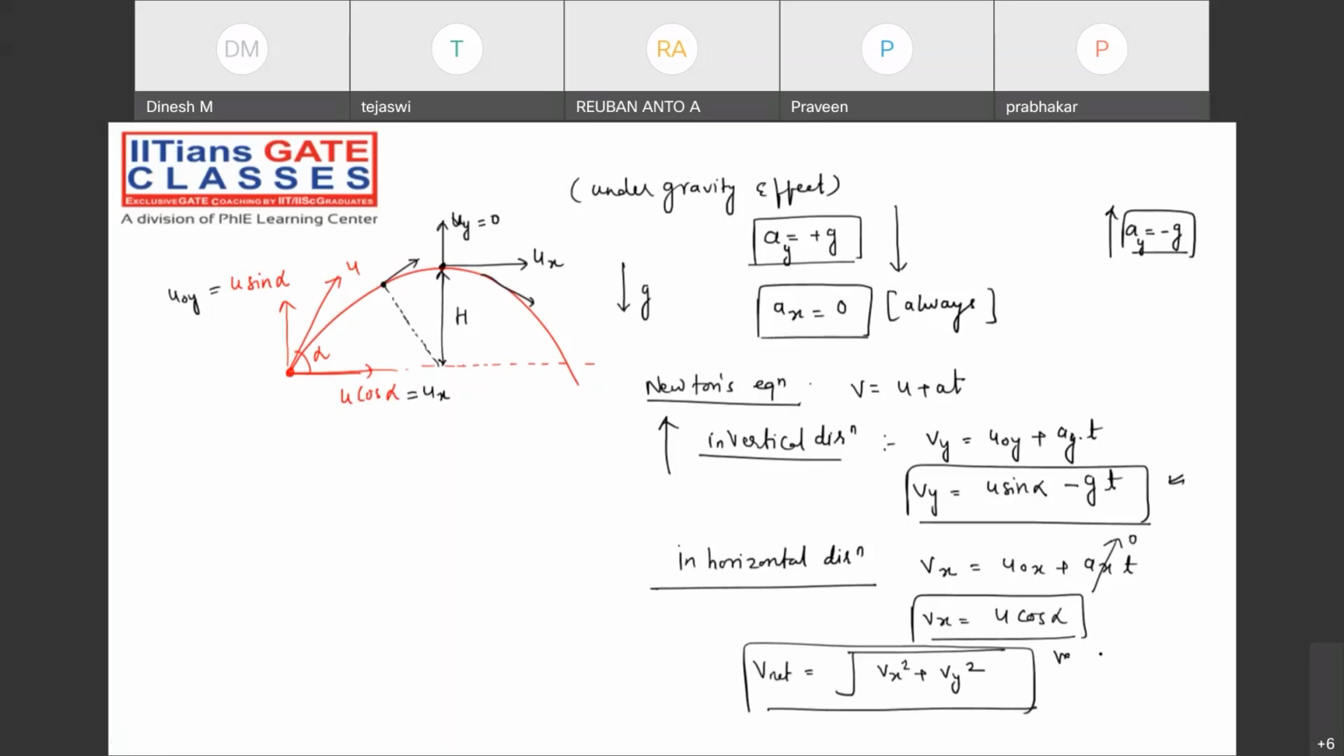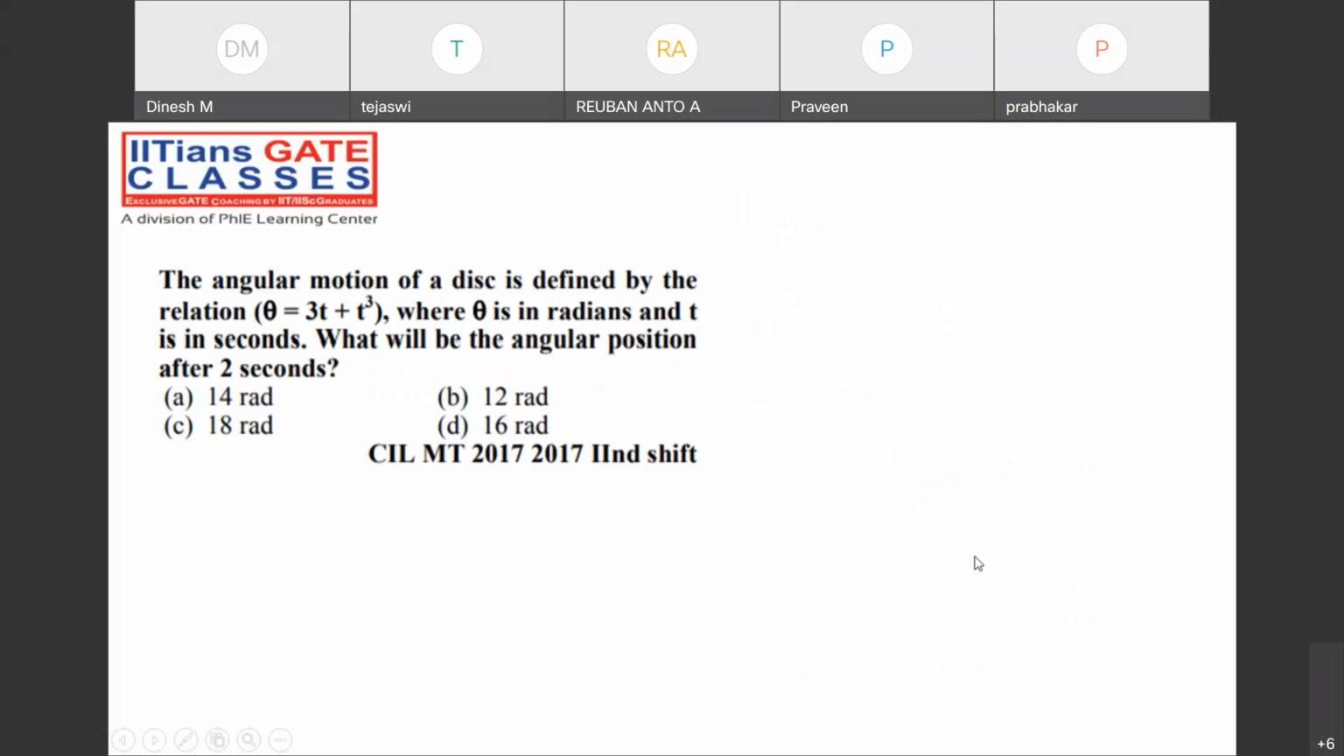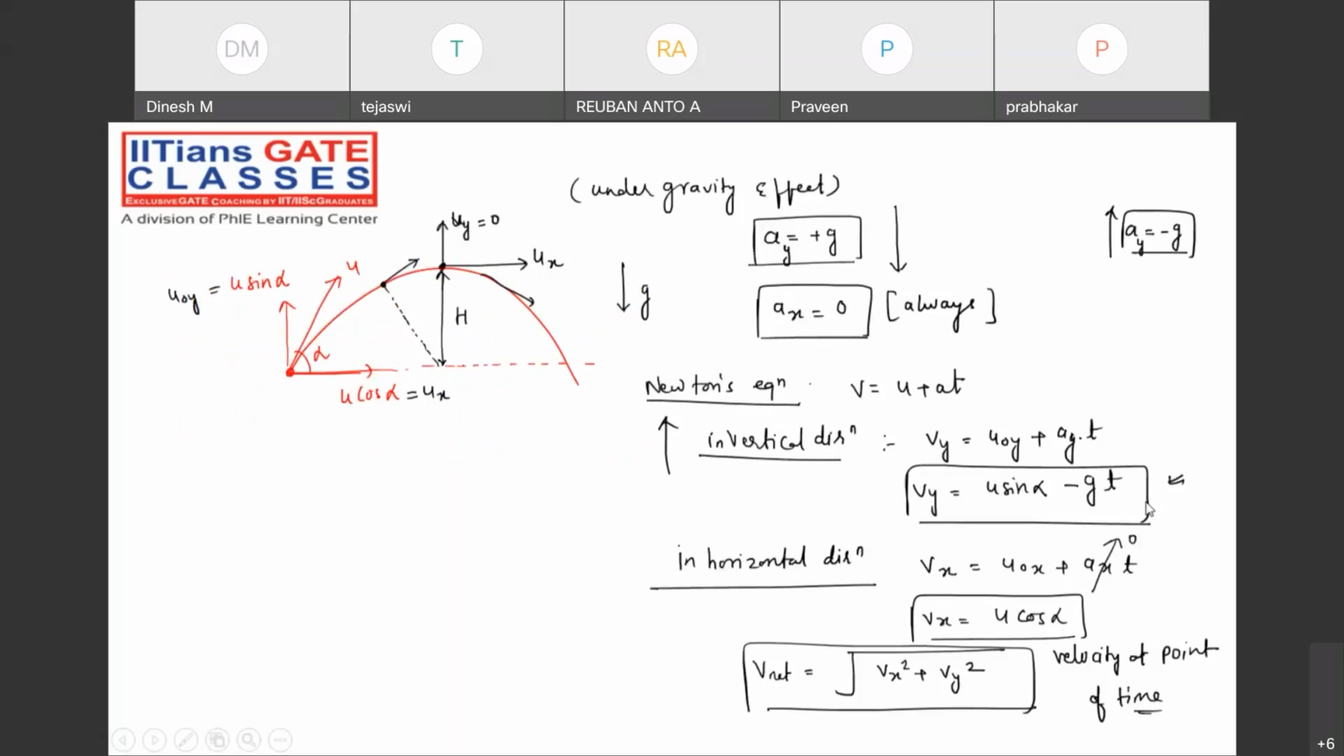Velocity at any point of time. Note down, very, very important, because these things will come in the examination directly in terms of formula. Now we have discussed, I'm just moving towards the final formula. But before that, we need to develop some fundamental thing. That is what I'm developing in terms of equation.